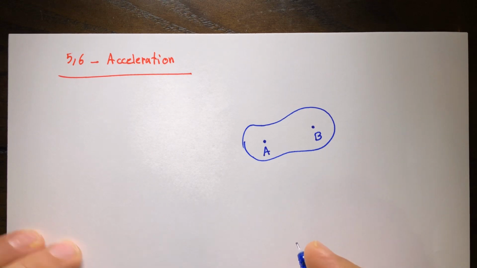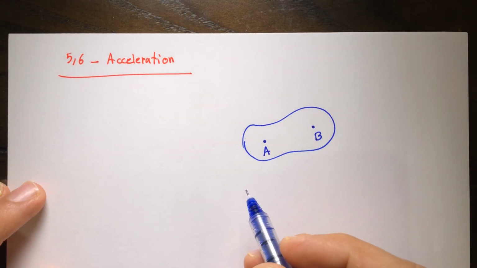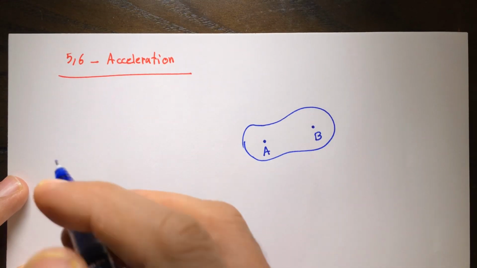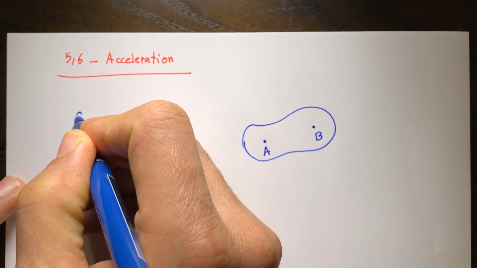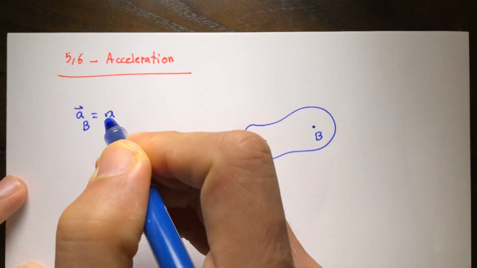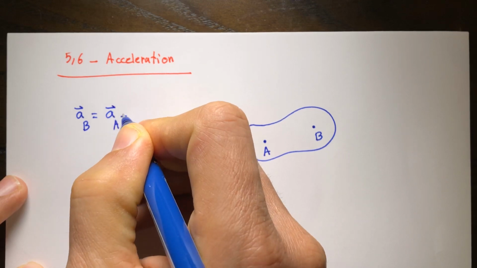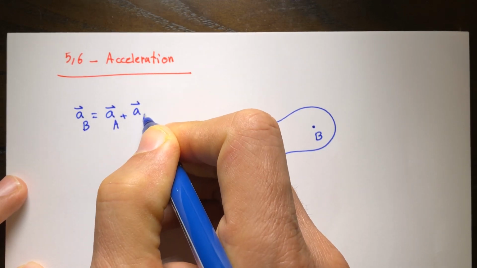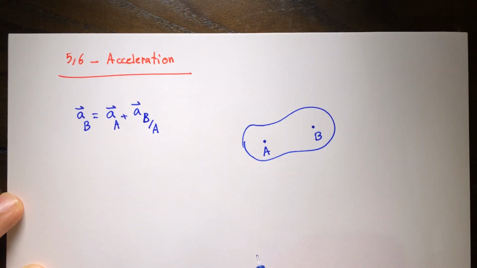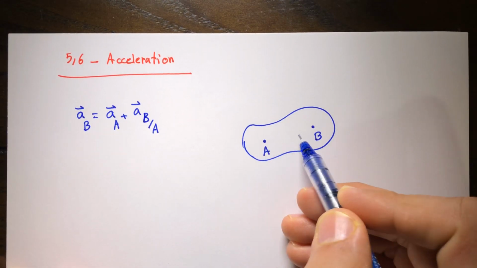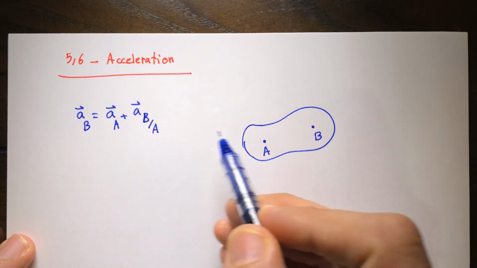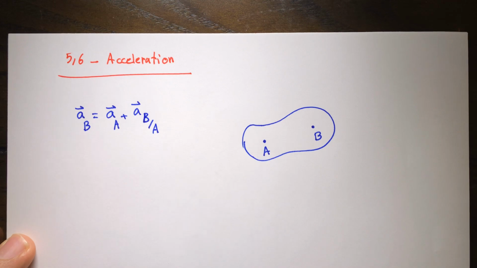If you remember from chapter 3, the relative acceleration between any 2 points, they don't have to be on the same rigid body, is this. Acceleration of B is going to be equal to acceleration of A plus acceleration of B with respect to A. Now, if both of these points are on the same rigid body, then acceleration of B with respect to A is going to be something specific.